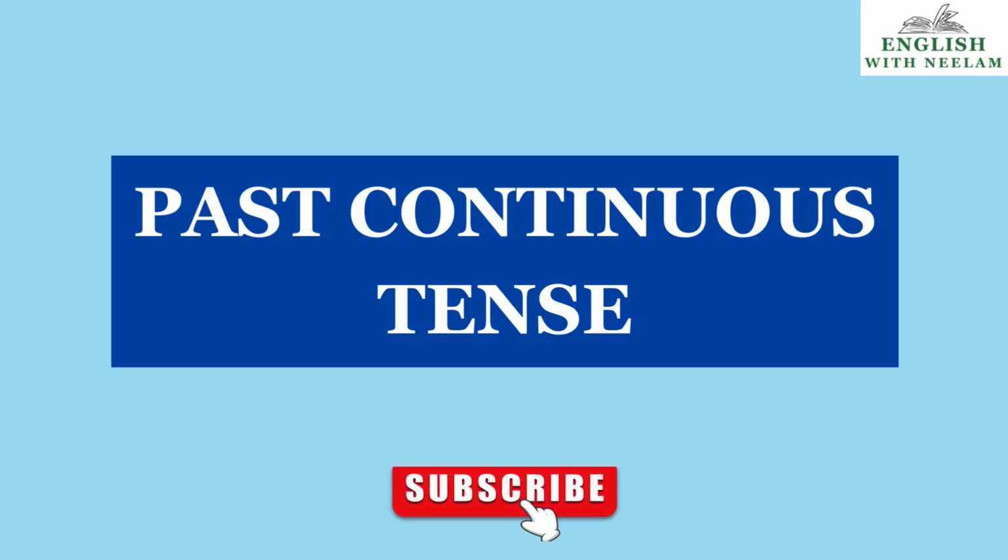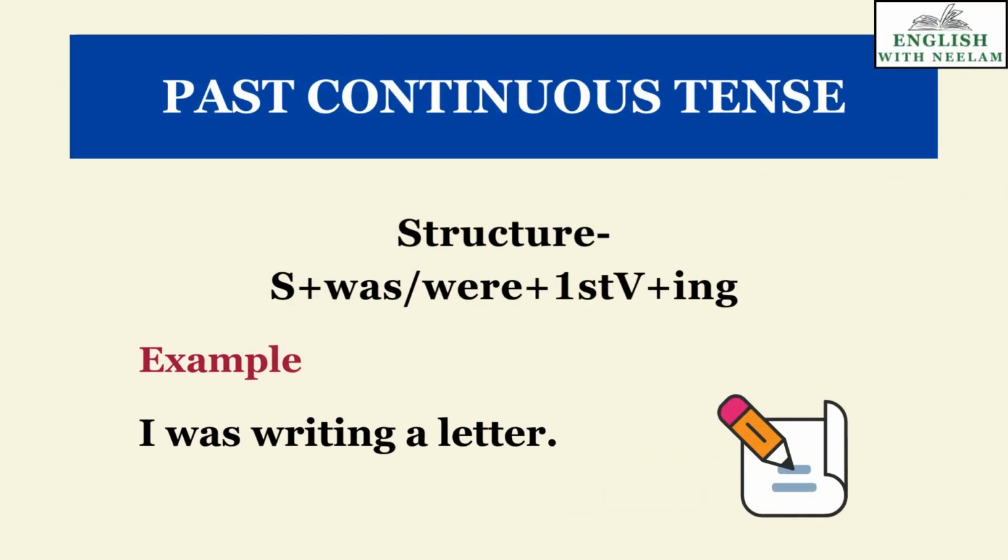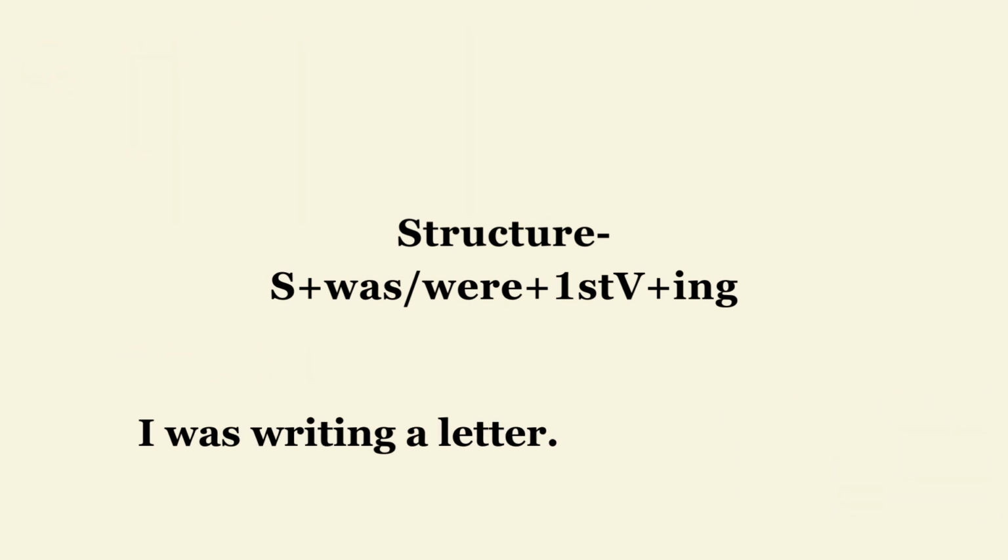Now we come to past continuous tense. Let us see the structure first, children. Subject plus was or were. As it is continuous tense, we will use ing with this. Subject plus was or were as per the subject plus first form of verb and then ing with that. I was writing a letter. In this way, children, we make sentences using past continuous tense.